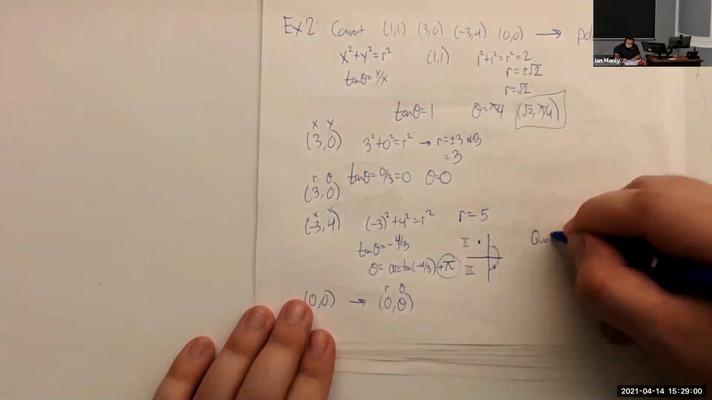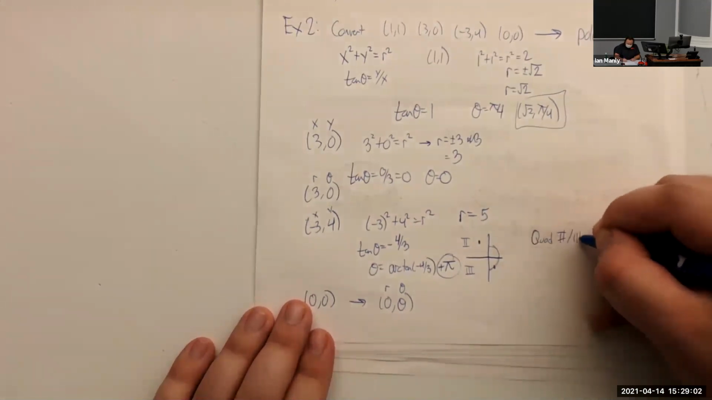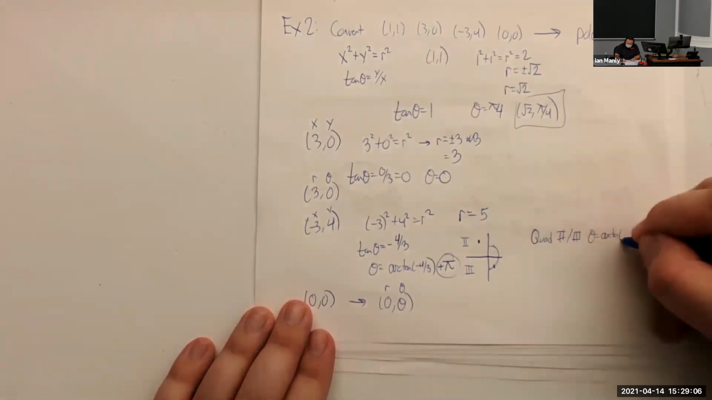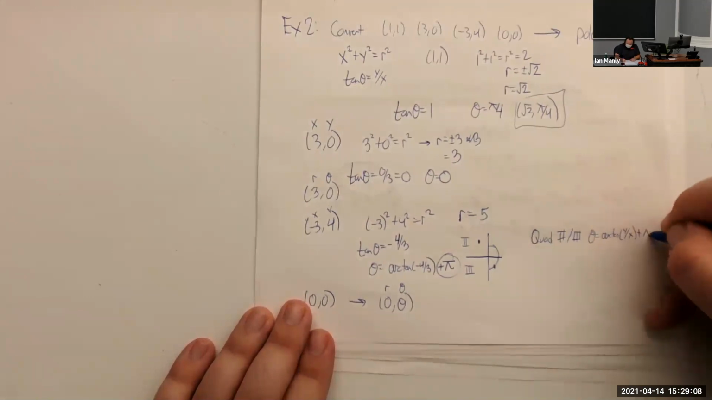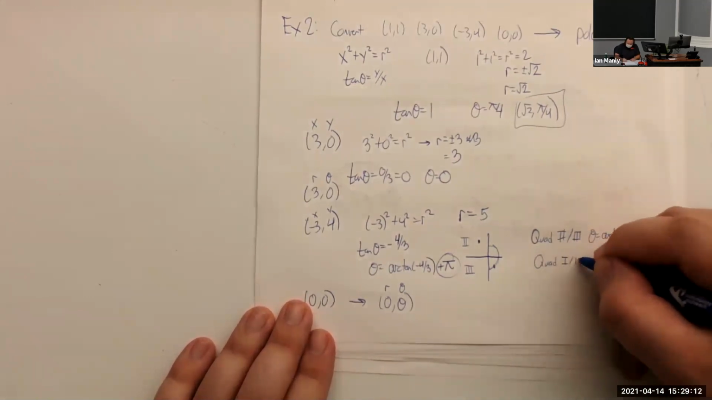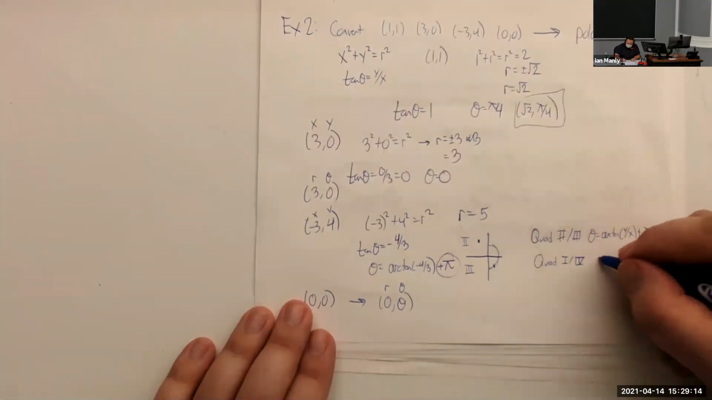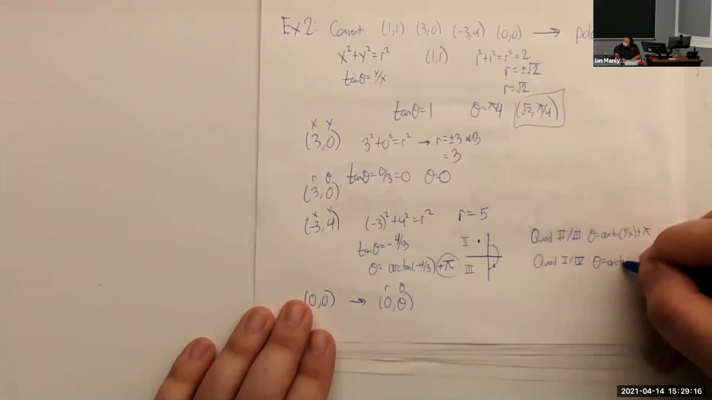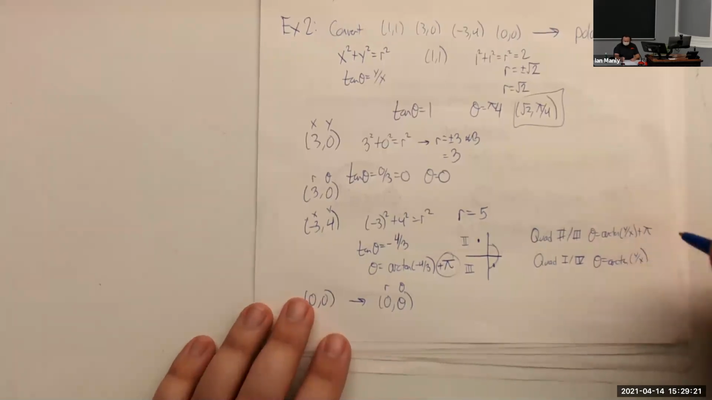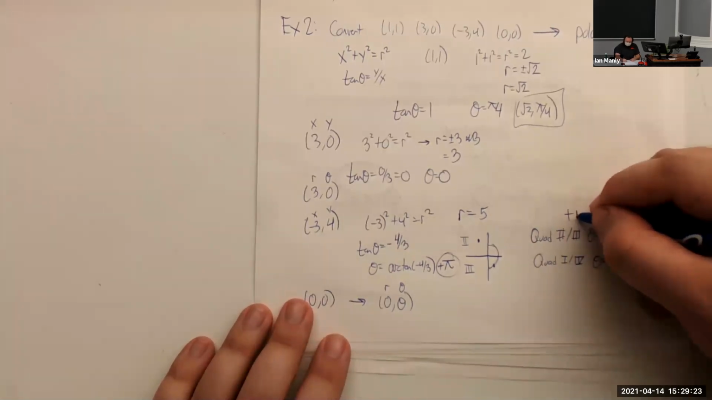So quadrant 2 or 3, theta is arctan of y/x plus pi. And then quadrant 1 or 4, theta is going to be arctan of y/x. And this assumes positive r, by the way. This is positive r.